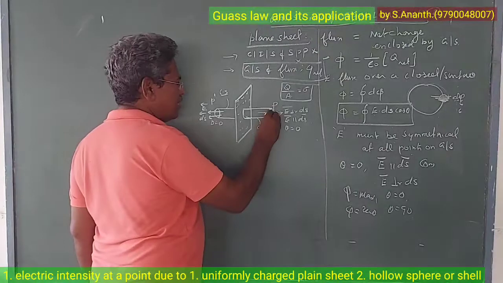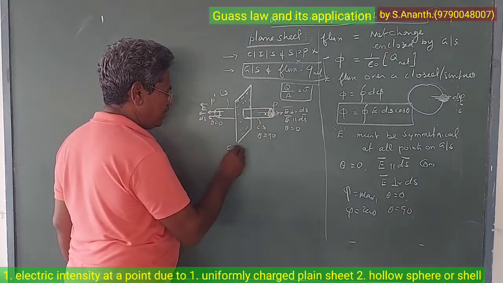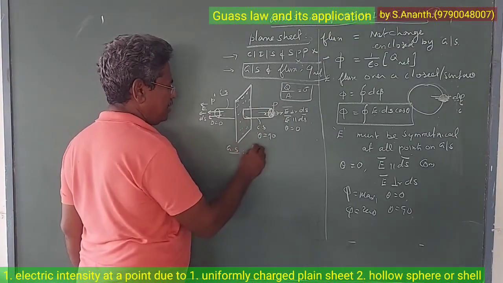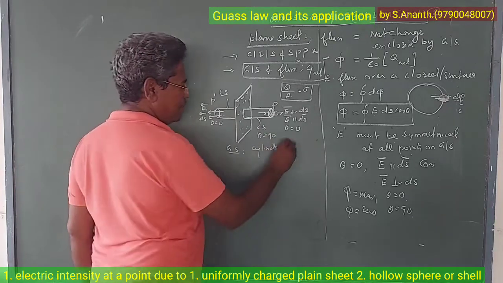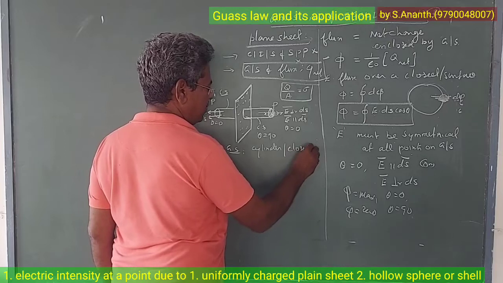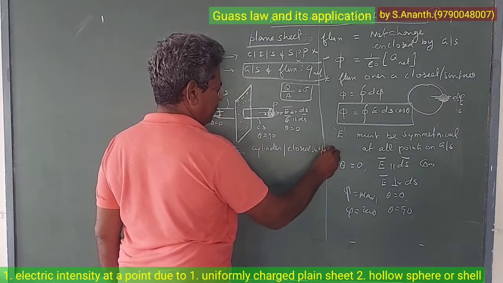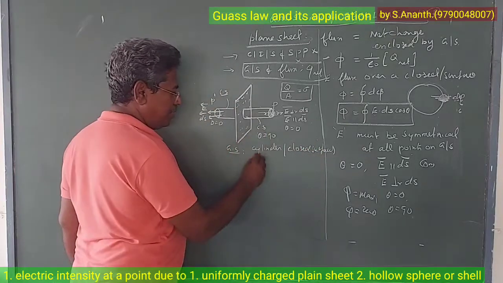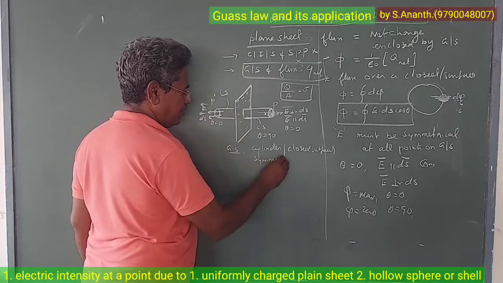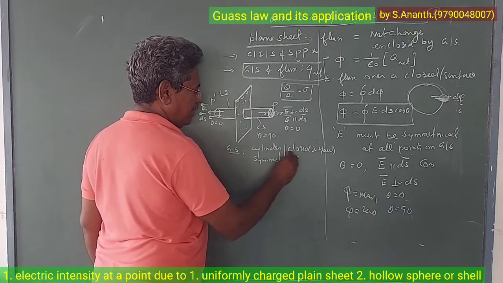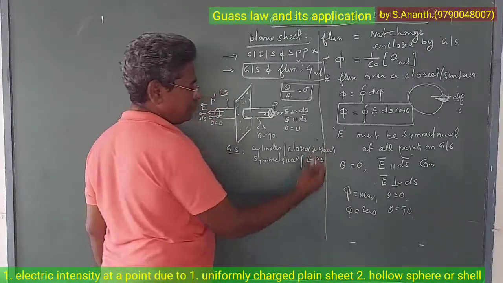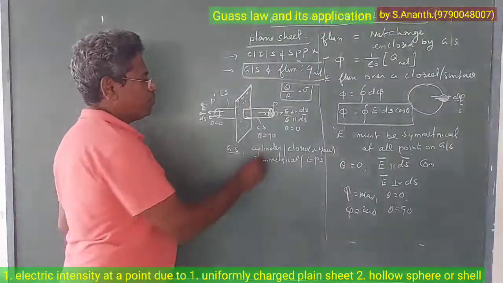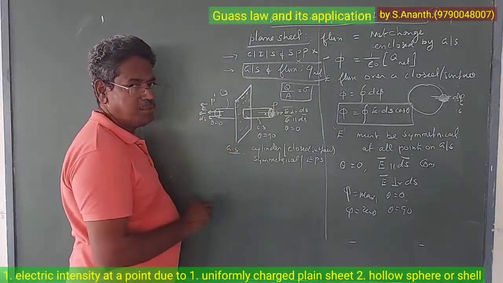What is the total flux associated with the Gaussian surface? This Gaussian surface is a cylinder, a closed surface, symmetrical, and we can say an equipotential surface. That means the number of lines of force crossing at P and P dash are equal.